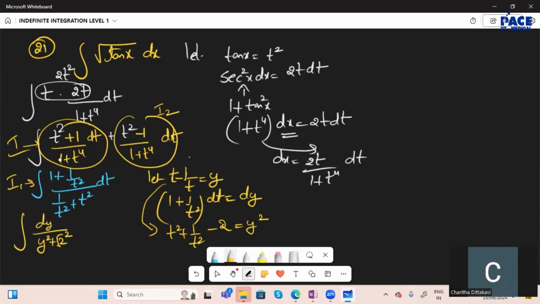Again, I will be taking it like, what is it? 1 by a square plus x square. That is tan inverse x by a, isn't it? So 1 by a tan inverse x by a. So that part you can do it from there. So this can be done.